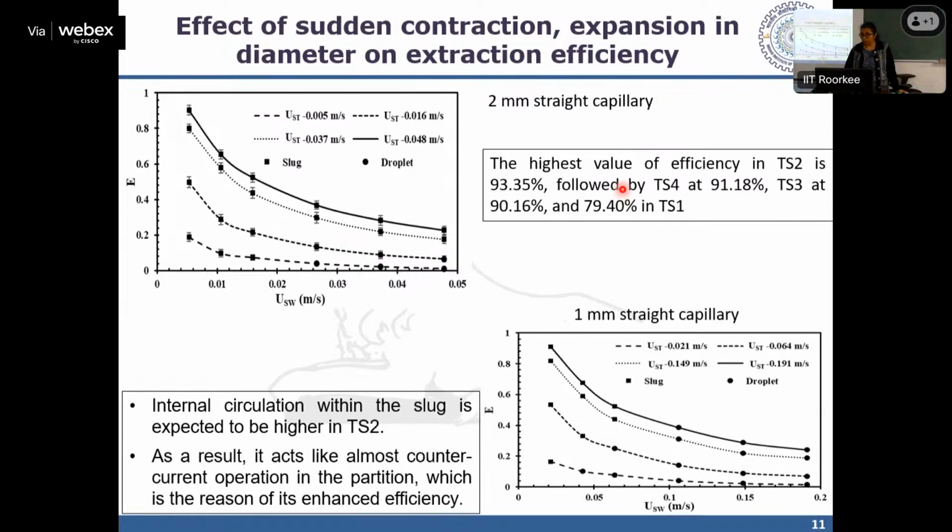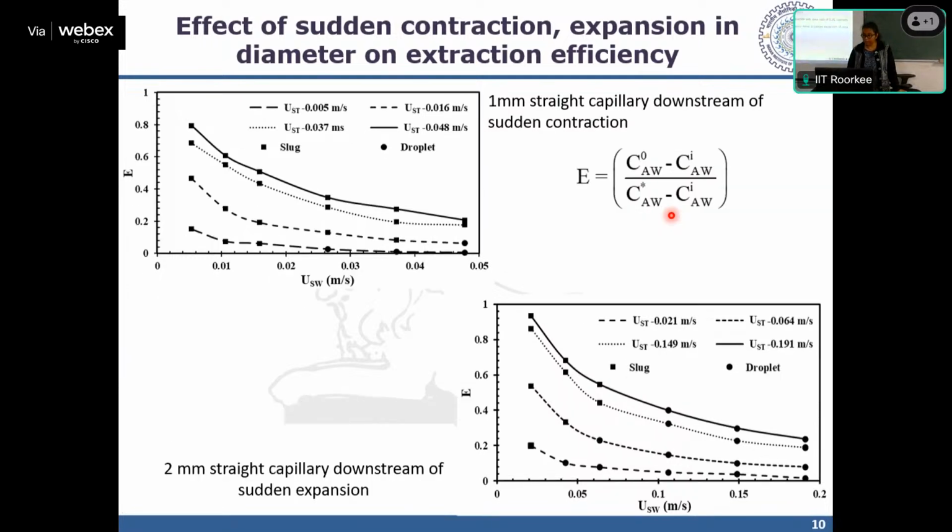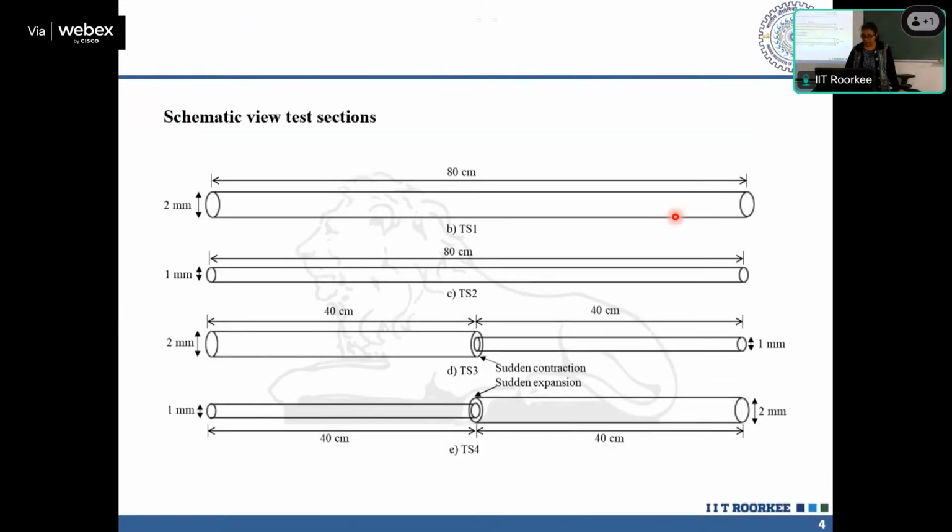What we have observed is that the highest value of efficiency is noted for 1 mm. TS2 is the straight 1 mm channel, followed by TS4, TS3 and TS1. TS1 is the 2 mm straight geometry. What are TS4 and TS3? Let us see from the test section. TS3 is this one, sudden contraction, and TS4 is sudden expansion. So both the changes of area somehow contributed to enhancement of the extraction efficiency. But the highest efficiency is for this and the lowest is for this.